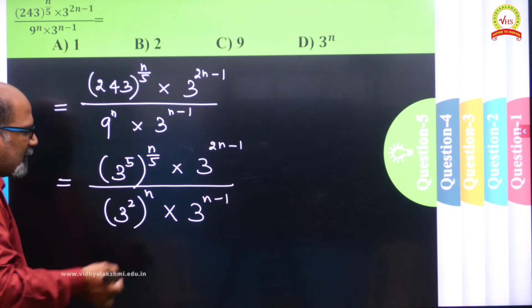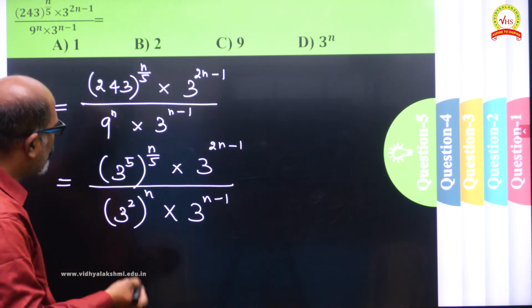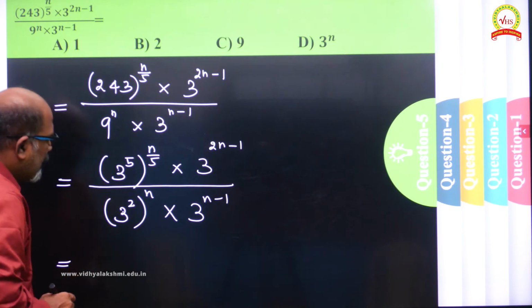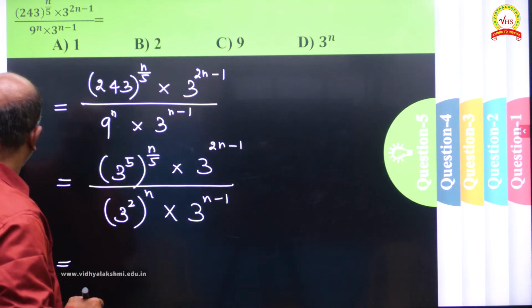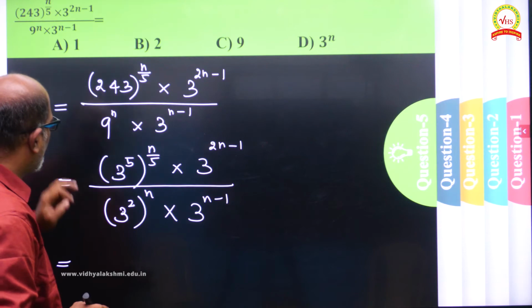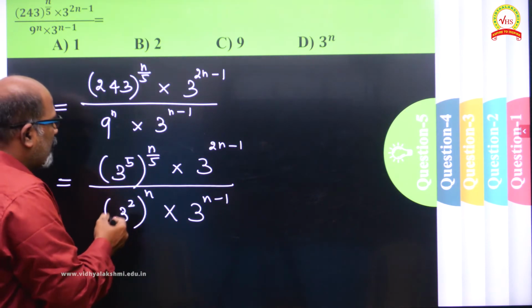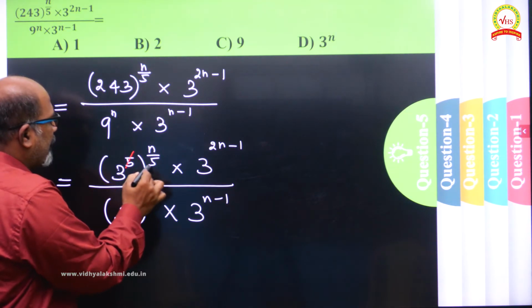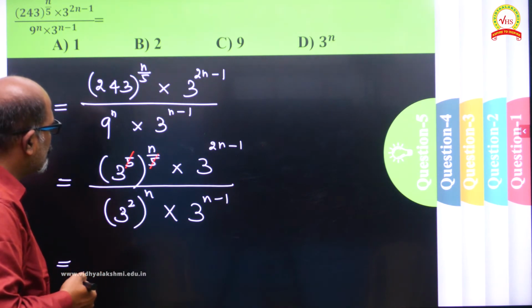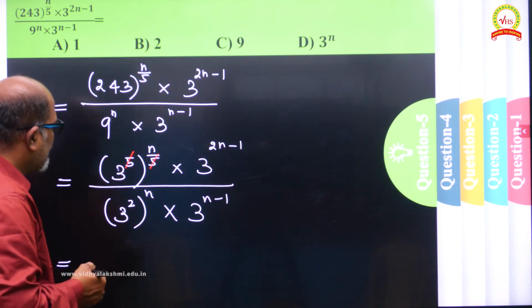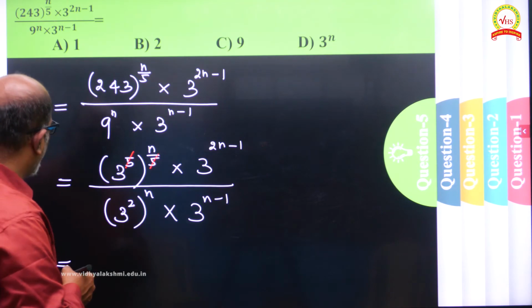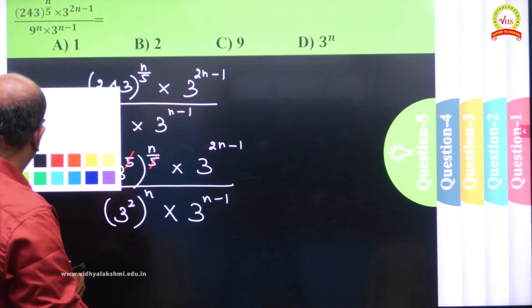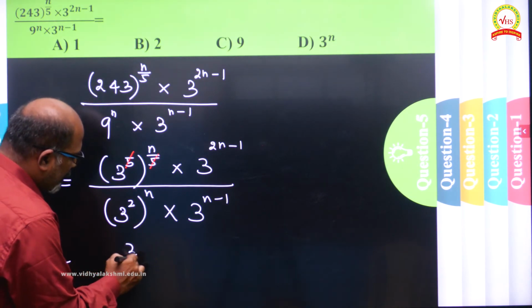Okay, but I need to go for some more simplification here. Because of that, here I can apply the power of exponent rule. This 5 and n by 5 will be multiplied, and when I multiply those two, the 5's will be cancelled, and what is the remaining part I will be having? The remaining part I will be having is 3 to the power of n.